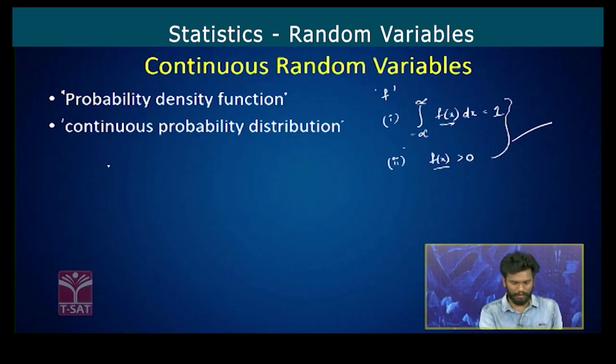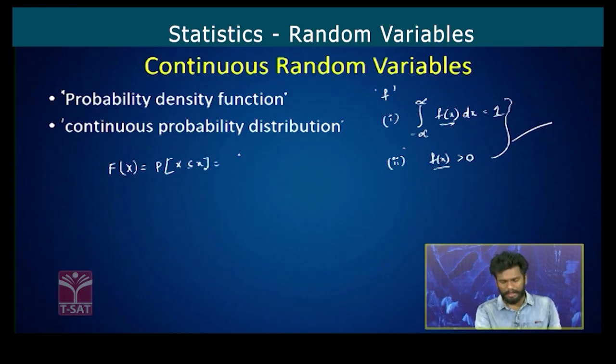Now, continuous probability distribution. It's nothing but the cumulative probability, the same thing which we discussed for discrete random variables. Cumulative probability, P of X less than or equal to x, is given by integral over -infinity to x of f of x dx.